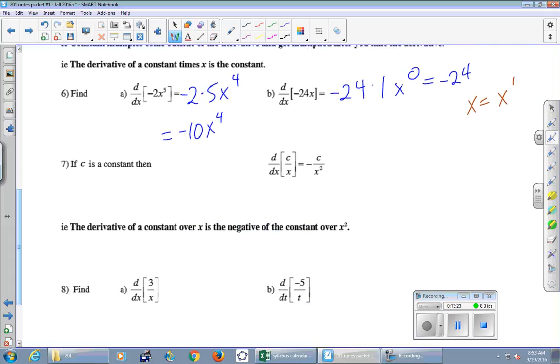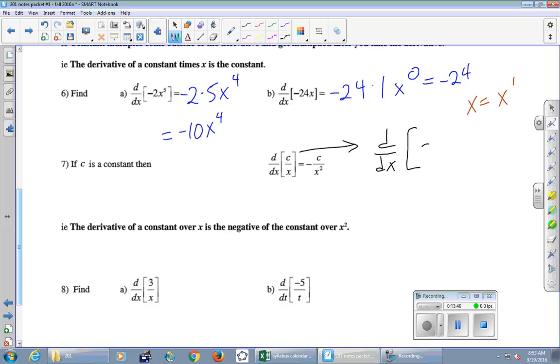If c is a constant, then the derivative of c over x is negative c over x squared. In English, the derivative of a constant over x is the negative of the constant over x squared. It's a special case. You actually don't need to memorize it. I'm going to write some stuff. You can write it if you want, or you can ignore it.